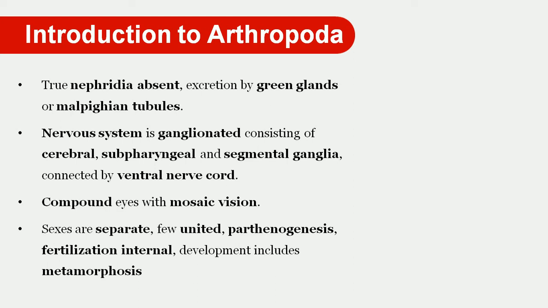Then in these animals the nervous system is well developed and ganglionated. They consist of cerebral ganglia, then some pharyngeal ganglia, segmental ganglia, and all these ganglia are connected by the ventral nerve cord. This is another important feature. The nervous system is well developed, with different ganglia connected with the nerve cord.